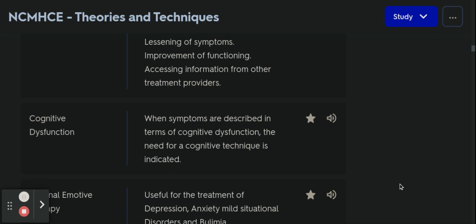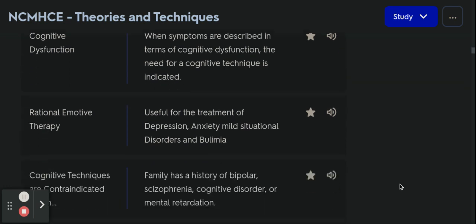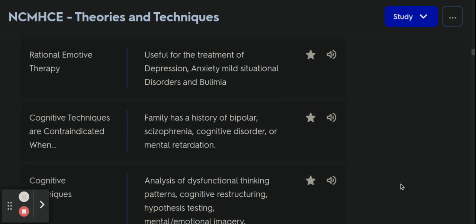Cognitive dysfunction. When symptoms are described in terms of cognitive dysfunction, the need for a cognitive technique is indicated. Rational emotive therapy is useful for the treatment of depression, anxiety, mild situational disorders, and bulimia. Cognitive techniques are contraindicated when family has a history of bipolar, schizophrenia, cognitive disorder, or mental retardation.